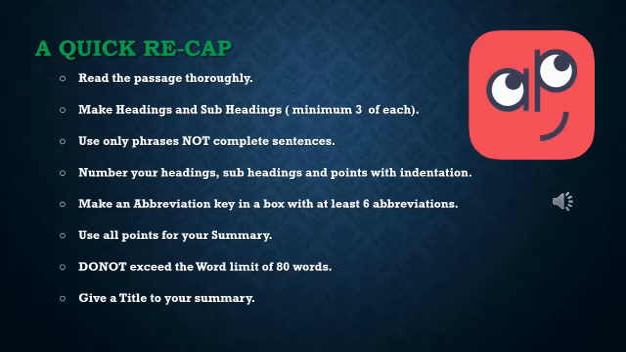We have to remember to number our headings and subheadings and points with proper indentation. We must always remember to make an abbreviation key in a box with at least 6 abbreviations. And for summarizing, we need to remember that all the points that you have used in your note making are to be included in your summary. Do not exceed the word limit of 80 words. And yes, last but not the least, remember to give a title to your summary.